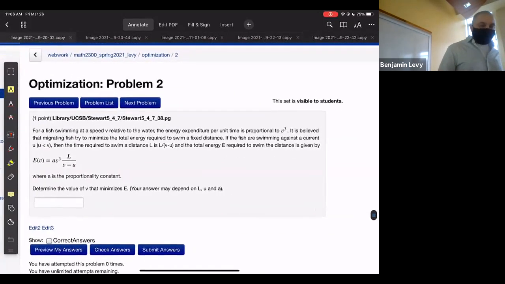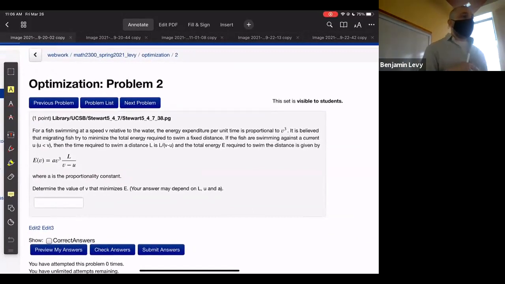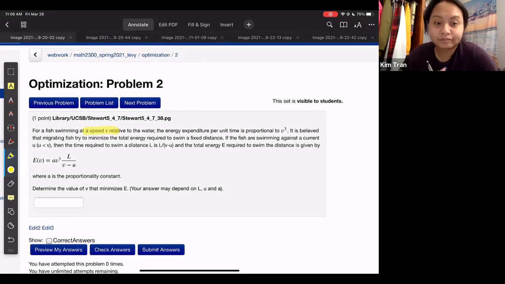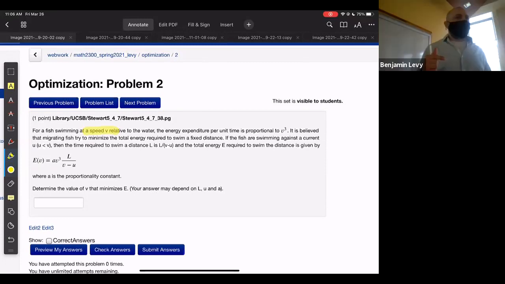I know a decent number of people haven't started these, so I don't want to go too far into them. The reason this first one's confusing is because it has a lot of variables. This equation tells us the speed at which a fish swims. V is the speed, relative to a bunch of other inputs. It has L, which is the distance. It has U, which is something I'm not seeing the definition of. The current, is that right? Yes, I guess it's the current.